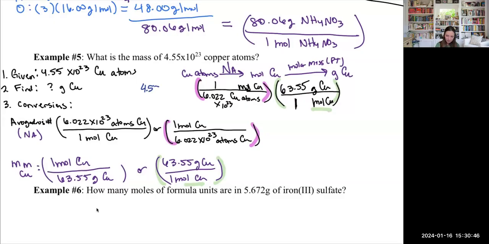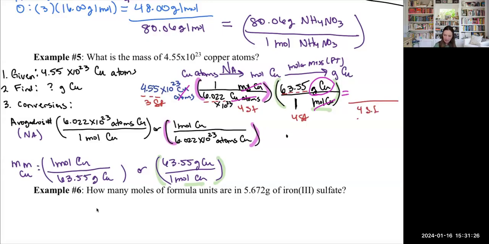4.55 times 10 to the 23rd copper atoms. And now let's check our units. Copper atoms cancel. Moles of copper cancel. I'm left with grams of copper, and that's what I'm looking for. Sig figs: 1, 2, 3. Avogadro has 4 sig figs, and that's 6.022. And molar mass has 4 sig figs. So my answer, I do want 4 significant figures.